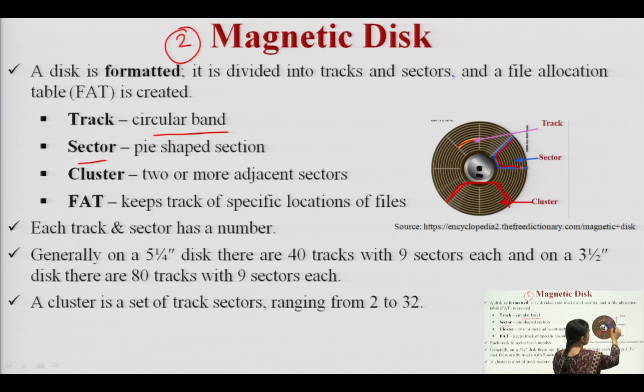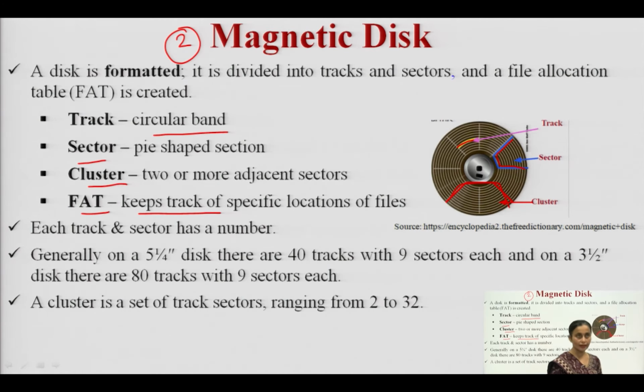This is one sector, and a cluster we can define as two or more adjacent sectors known as one cluster. We create a file allocation table for every magnetic disc that keeps track of the specific locations of the particular files that are being required.